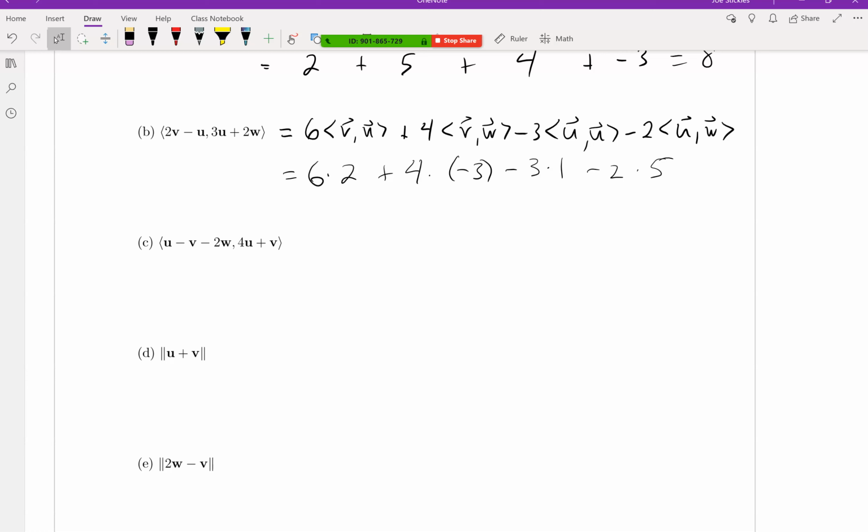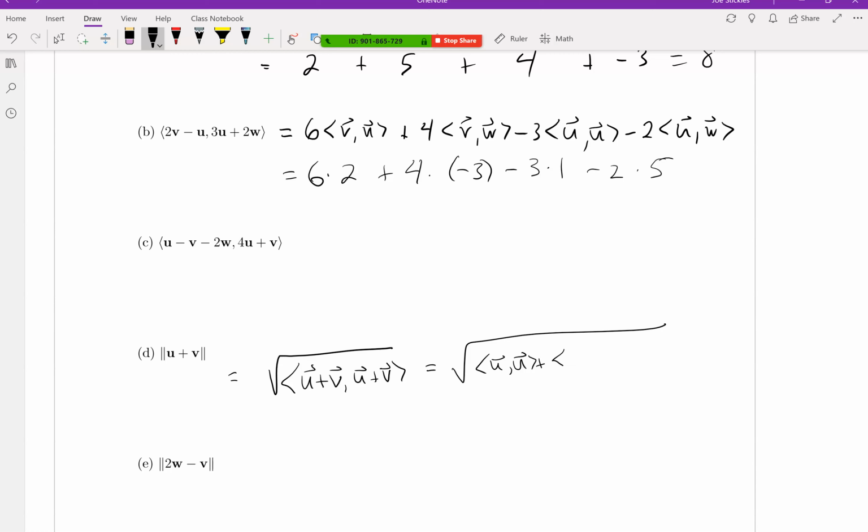D is an extension of this idea. It just wants you to use the definition. So this is inner product with itself and take the square root. That's the definition of magnitude. And we just saw that we can basically FOIL this.